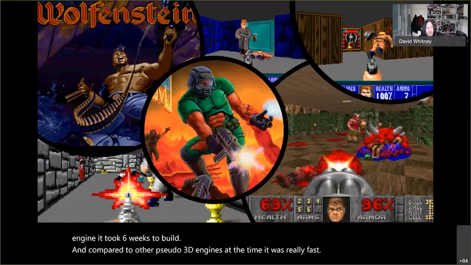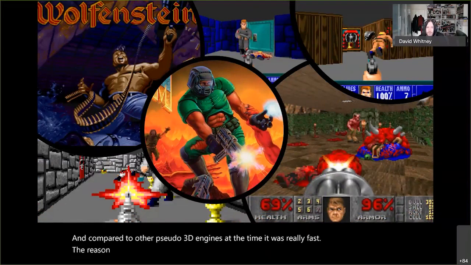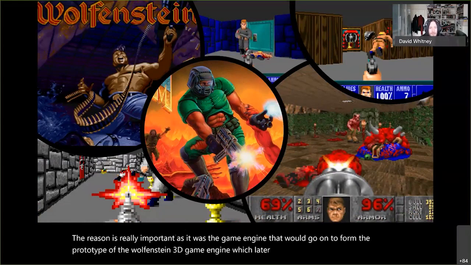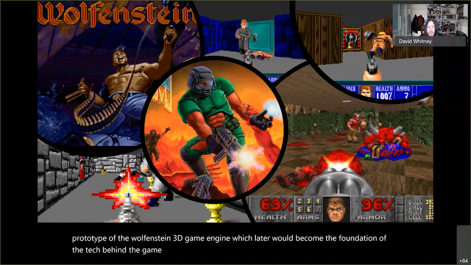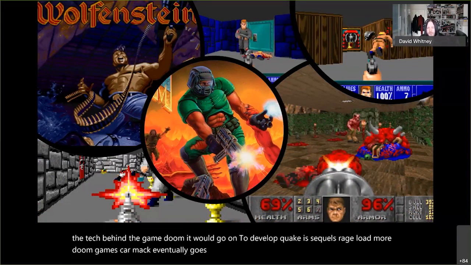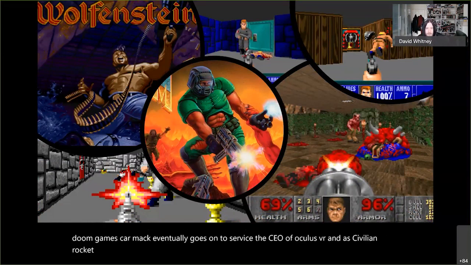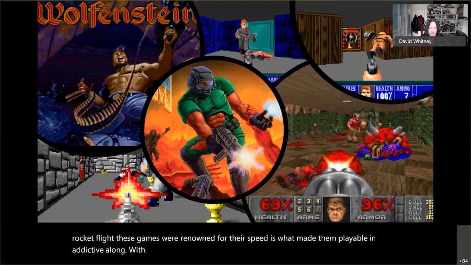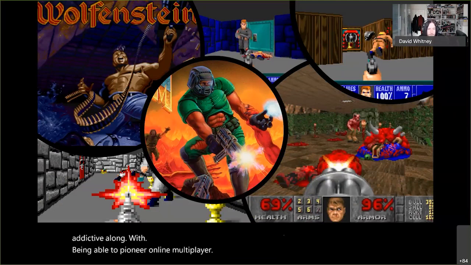The reason it's really important is that it was the game engine that would go on to form the prototype of the Wolfenstein 3D game engine, which later would become the foundation of the tech behind the game Doom. It would go on to develop Quake, its sequels, Rage, a load more Doom games. Carmack eventually goes on to serve as the CTO of Oculus VR and does civilian rocket flight. These games were renowned for their speed. It's what made them playable and addictive, along with being able to pioneer online multiplayer, game modding, open sourcing games, all because of these engines.